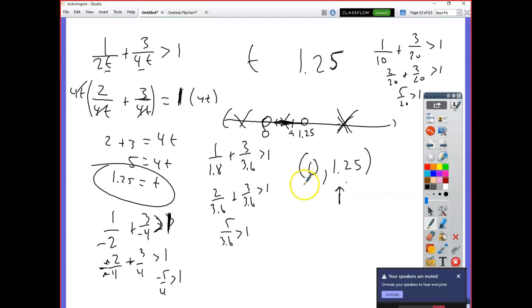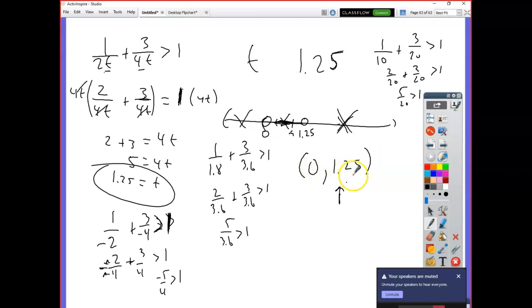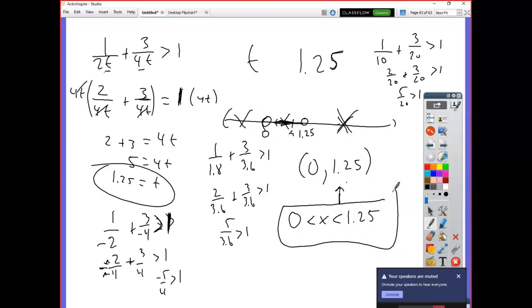Okay, so what the curved bracket means is not 0, but everything to the right of it. And this means not 1.25 because it's curved, and everything to the left of it. So this means everything between 0 and 1.25. It's the same thing as this, which you could also write if you want. That's also a solution. Is that okay?